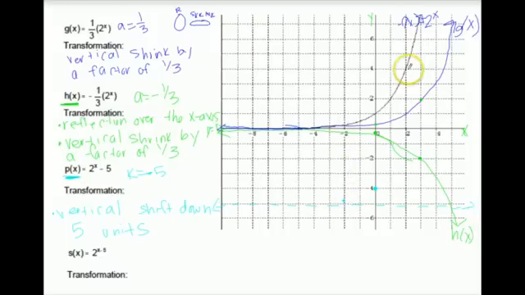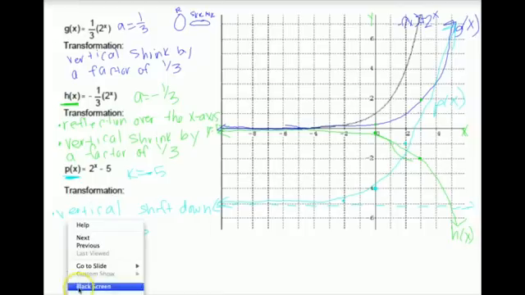We're just going to do one more, and I'm doing ones that are sort of clean ordered pairs. So we have 1, 2, 3, 4, 5. So we shifted every point down 5 units. All right, so this turquoise is p of x.